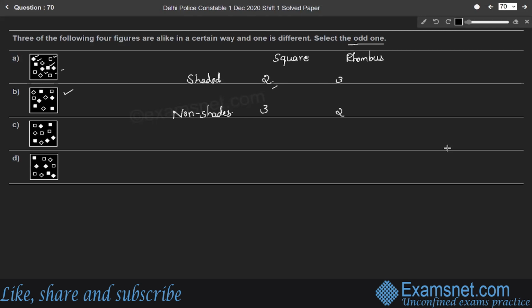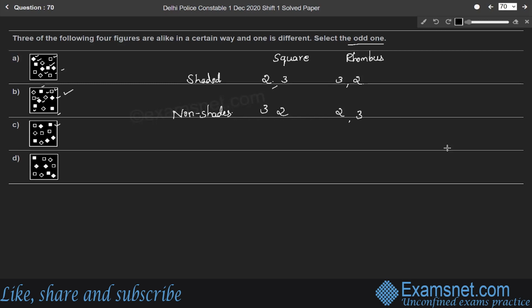Squares which are shaded: 1, 2, 3 squares are shaded. Non-shaded squares: 1, 2. 2 are not shaded. So rhombus shape. Shaded rhombus: 1, 2 are shaded. Non-shaded rhombus are 1, 2, 3. Right?